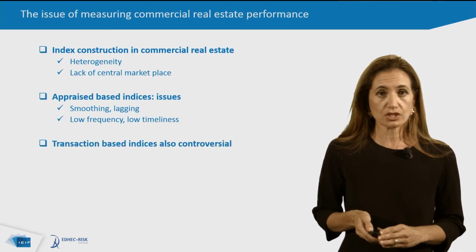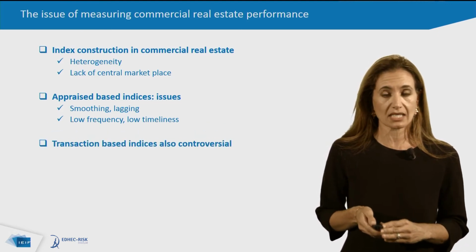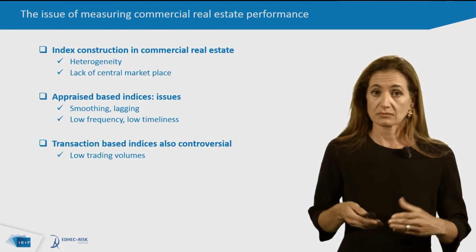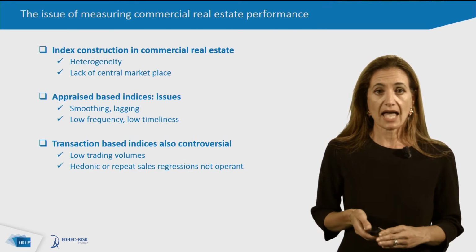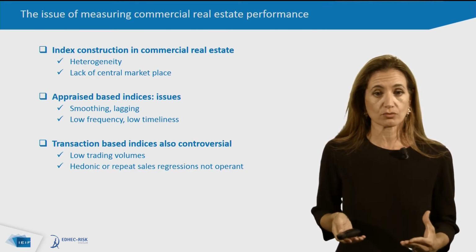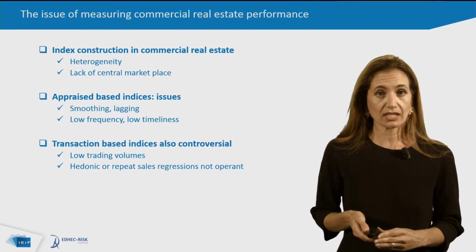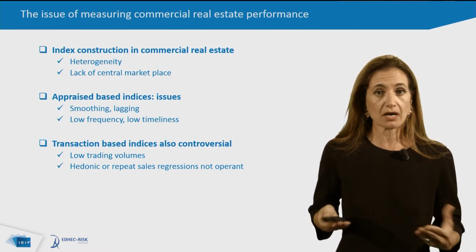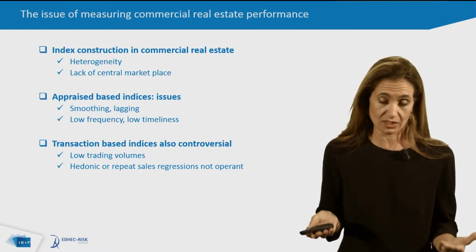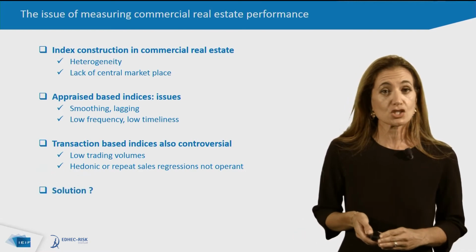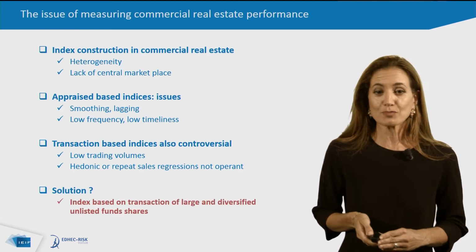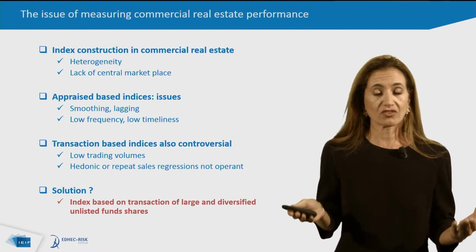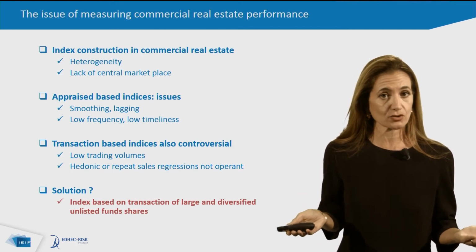The second approach is the use of transaction-based indices. They are also controversial because they have low trading volumes, and the lack of trading volumes makes hedonic or repeated-sales regression not apparent. The property market is not as liquid as the equity markets, of course. So what is the solution? We propose to create an index based on transactions of large and diversified unlisted fund shares.